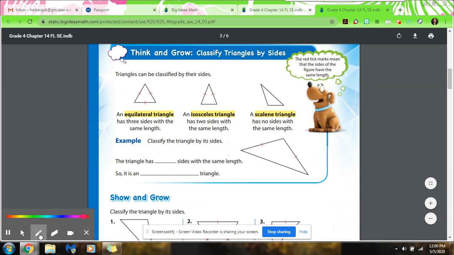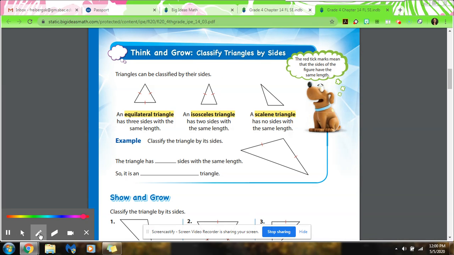So let's go ahead and start off with these vocabulary words. It says triangles can be classified by their sides. An equilateral triangle has 3 sides the same length. And they marked it here with these little tick marks to show you that they are the same. So those tick marks are to show you that they're the same size. So we're going to call this one an equilateral triangle.